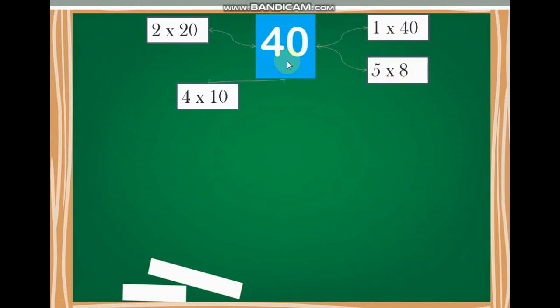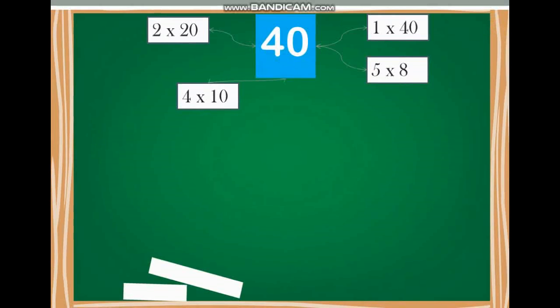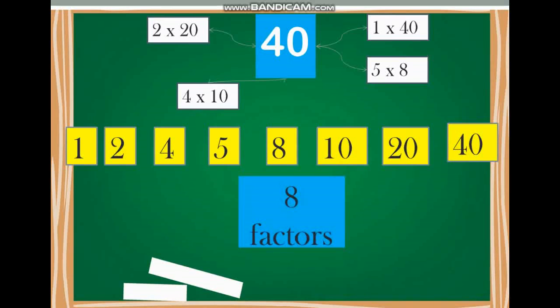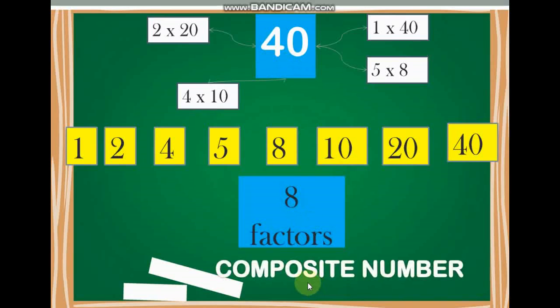Meron pa ba kayong ibang naiisip na factor or dalawang number na pag pinag-multiply mo 40 ang sagot? Okay, so wala na. So, meron lang tayong 1, 2, 4, 5, 8, 10, 20, and 40 na factors. All in all, we have 8 factors. So, 40 is considered as composite number because 8 is more than 2.